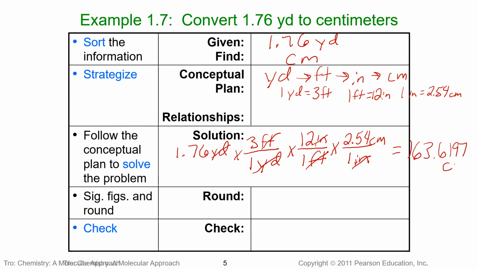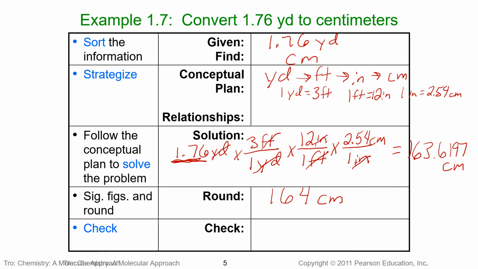So our answer to this problem would be 163.6197 centimeters. Well, now we have to round. We need to remember our significant figures. So our relationships, our conversion factors are exact conversions, so that does not determine our significant figures. Our determining factor in this case is the number that we started with. So we have 3 significant figures in our 1.76 yards. So we need 3 significant figures in our answer.